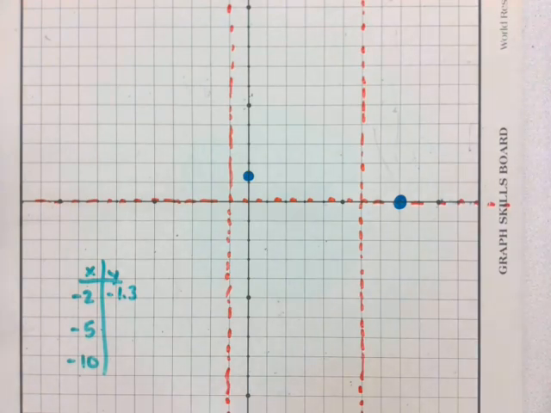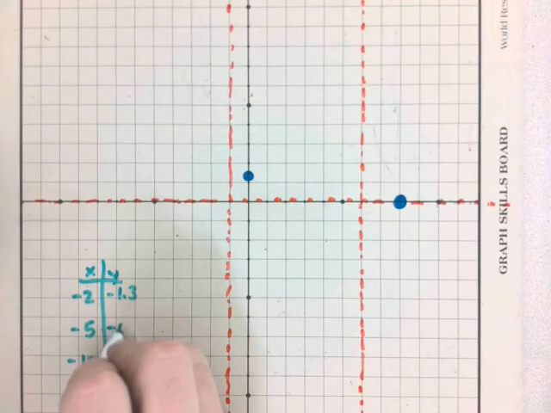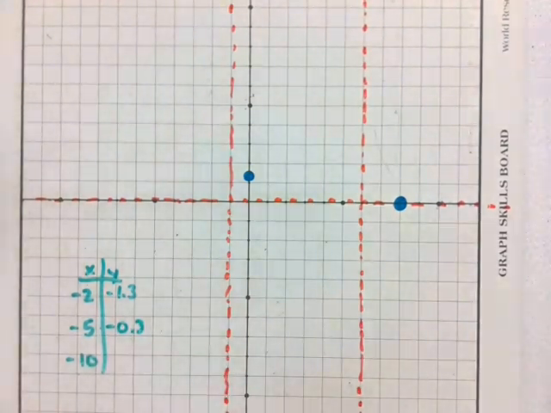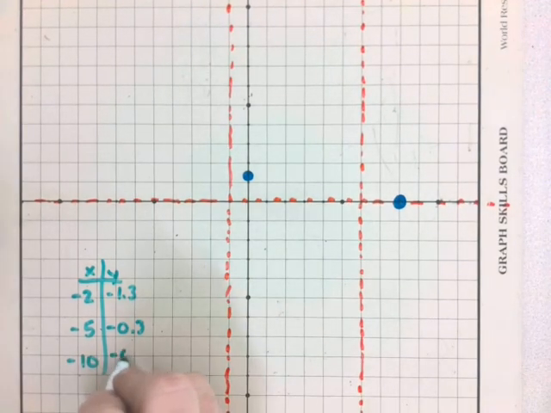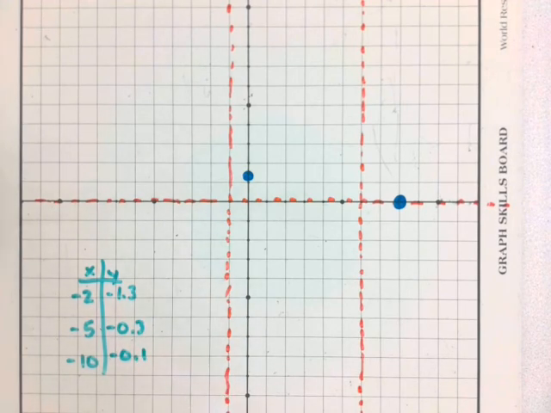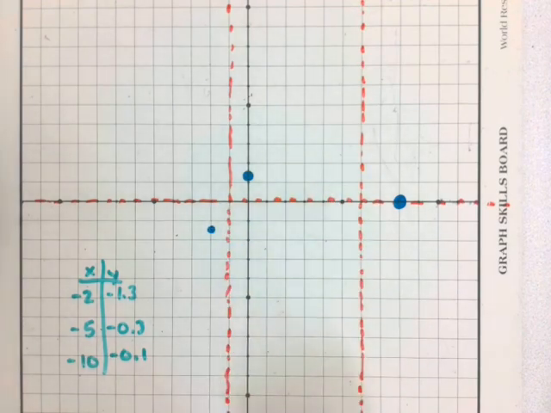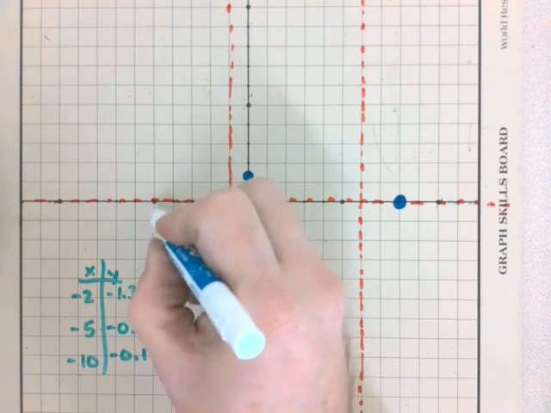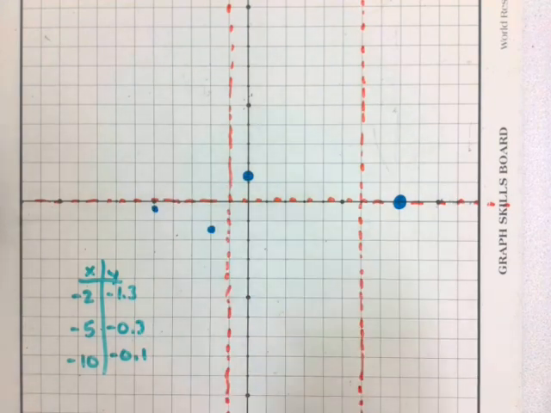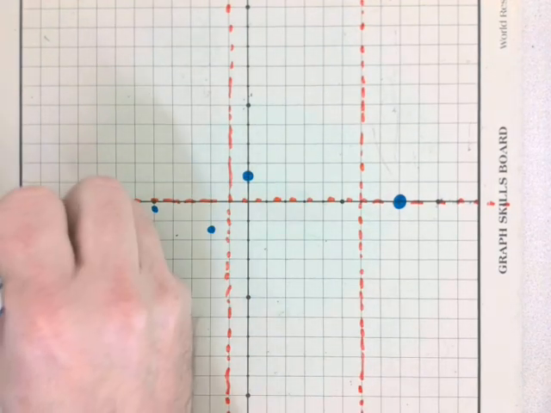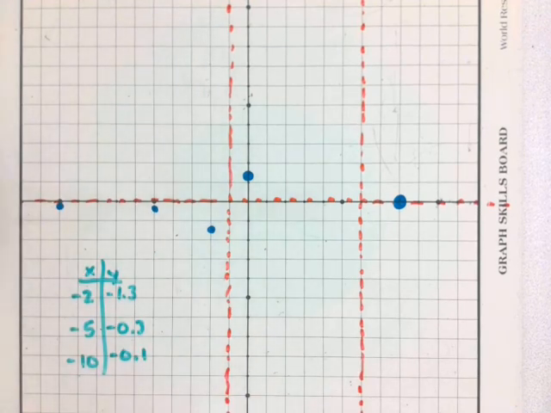For -5, you get -0.3 approximately. And then at -10, we get about -0.1. So if we graph those points, we would graph -2, -1.3, so that's about there. -5, -0.3, so that's maybe about there. And then -10, -0.1, that's really close to the asymptote. And we have kind of an idea of how this is supposed to look now.